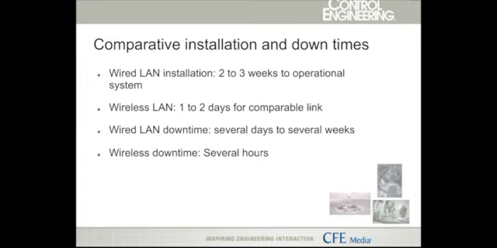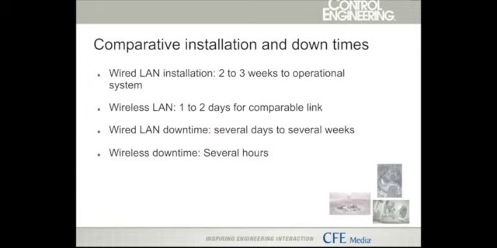So the comparative installation and downtime of the two systems: wired LAN installation, not only costly, but 2 to 3 weeks to operational, depending on a lot of factors, weather, availability, personnel. Wireless LAN, 1 to 2 days for a comparable link. So you could work between the raindrops if you had to.